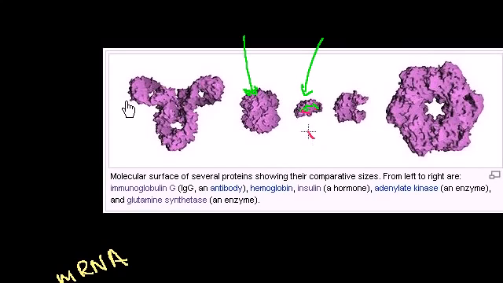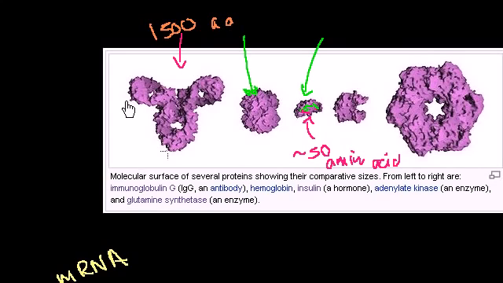But this right here is approximately 50, I forgot the exact number, amino acids. This right here, immunoglobulin G, which is part of our immune system, is roughly 1,500 amino acids.